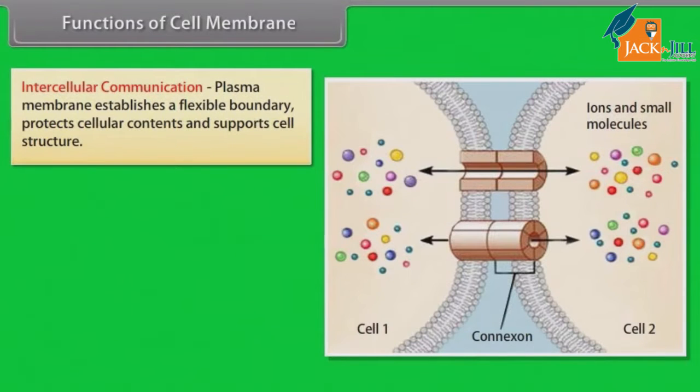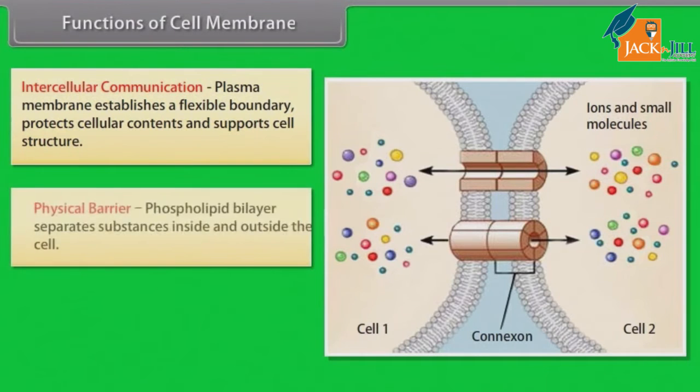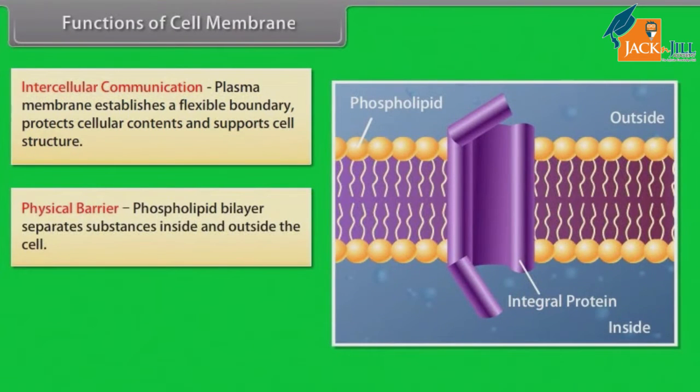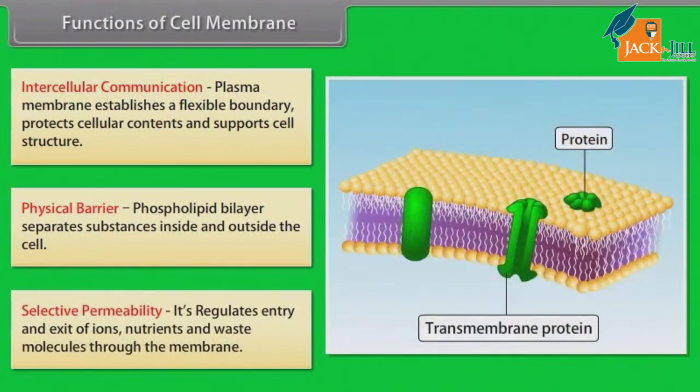Intercellular communication. Plasma membrane establishes a flexible boundary, protects cellular contents, and supports cell structure. Physical barrier. Phospholipid bilayer separates substances inside and outside the cell. Selective permeability. It regulates entry and exit of ions, nutrients, and waste molecules through the membrane.